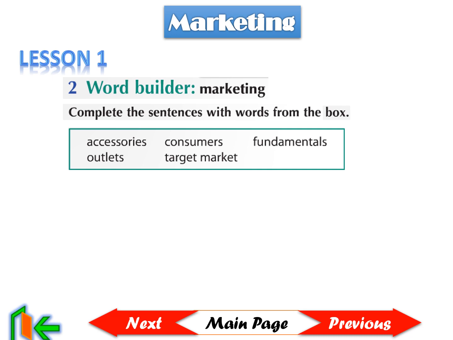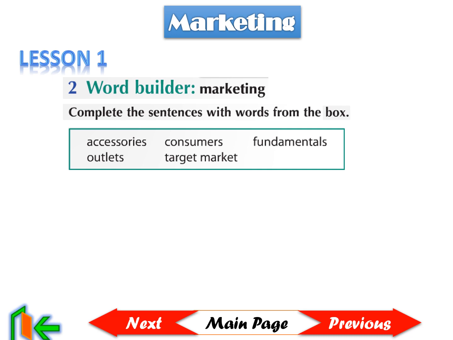The second word is consumers. Consumers are people who use or buy goods or services. A consumer is simply a user, so we can say that a customer is a consumer. The next word is fundamentals. A thing which is fundamental is very important and essential. You can't do without it.